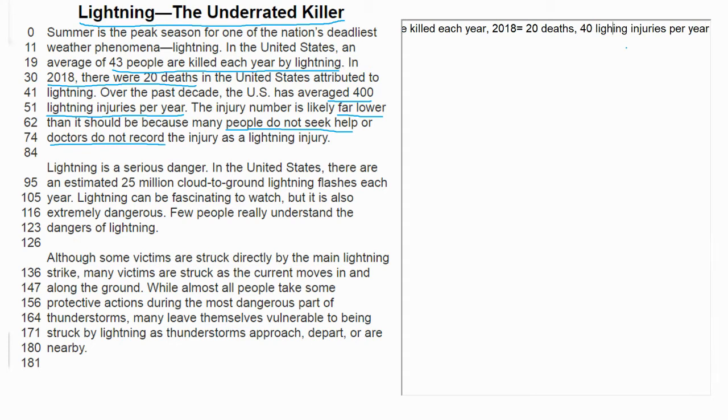Should check my spelling as we go through. Lightning, there we go. Oh, excuse me, 400 lightning injuries per year. Okay. And we know that it is far lower because people don't seek help and doctors don't record.